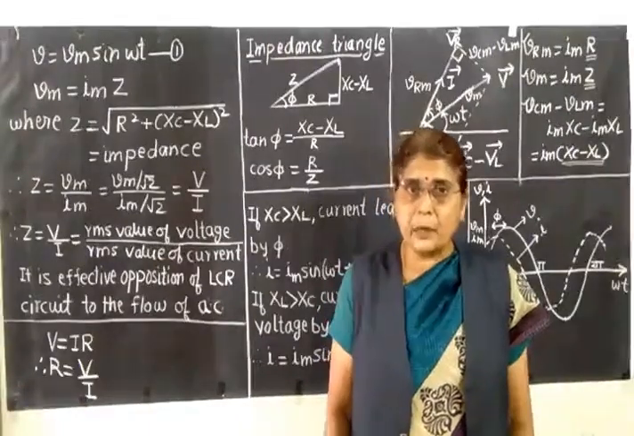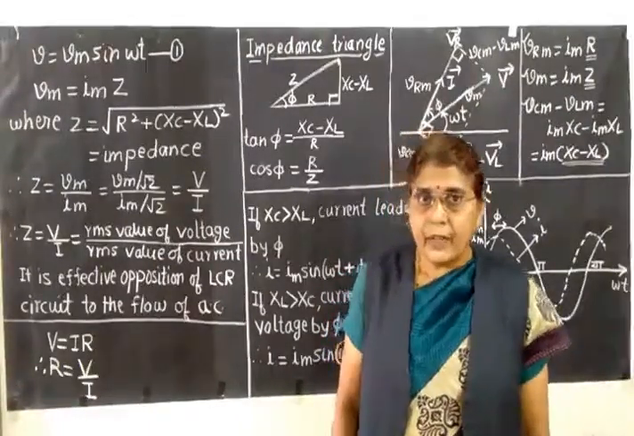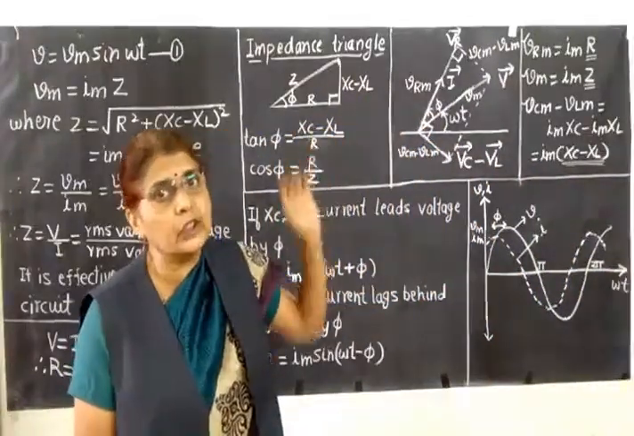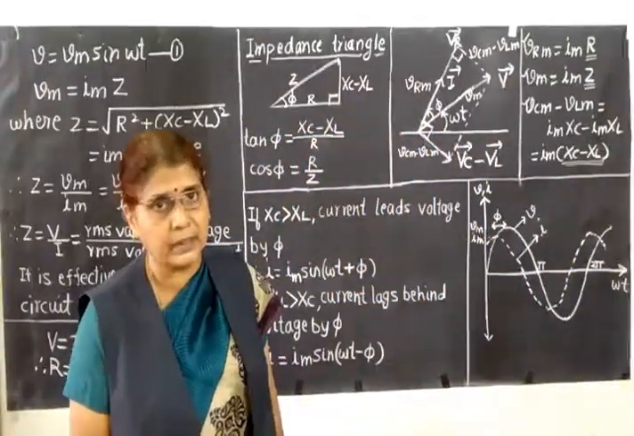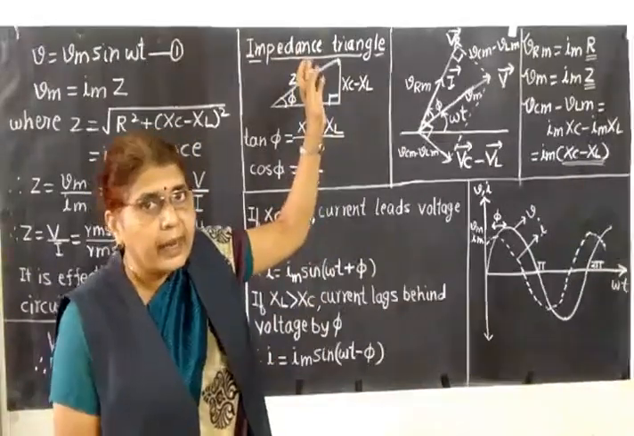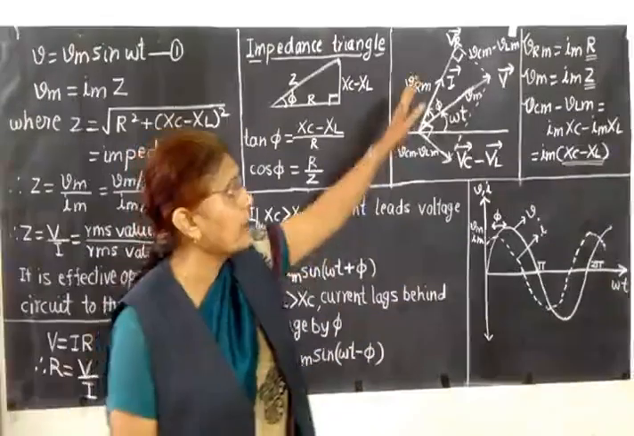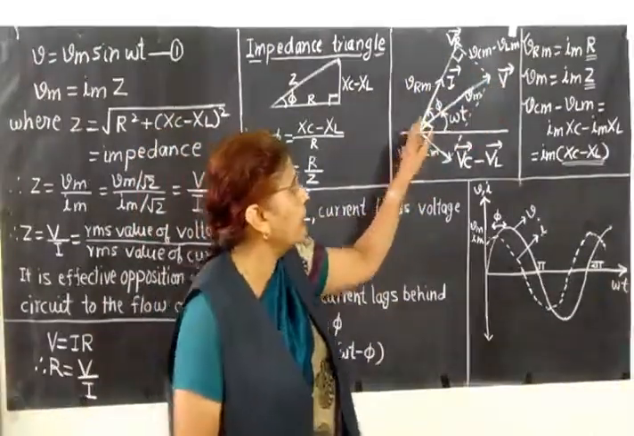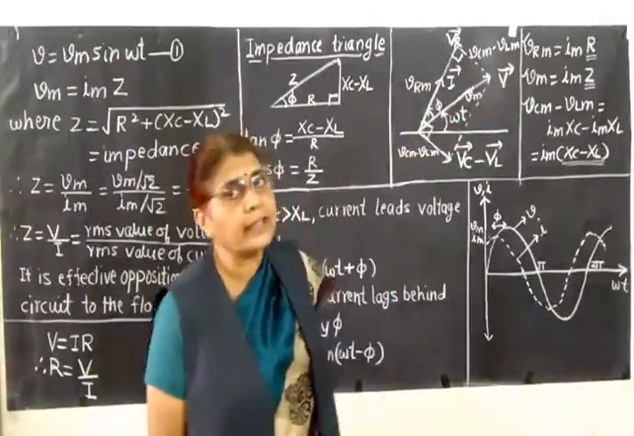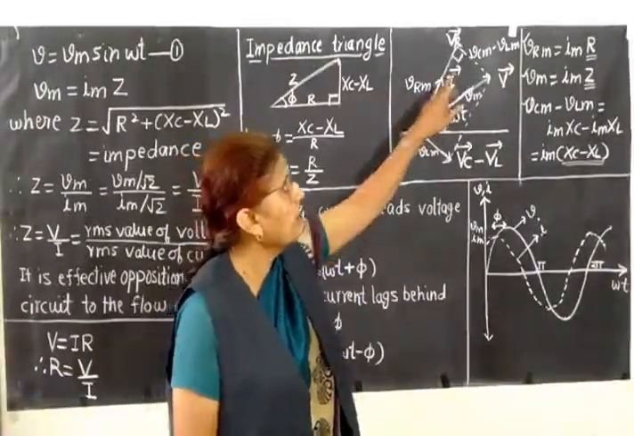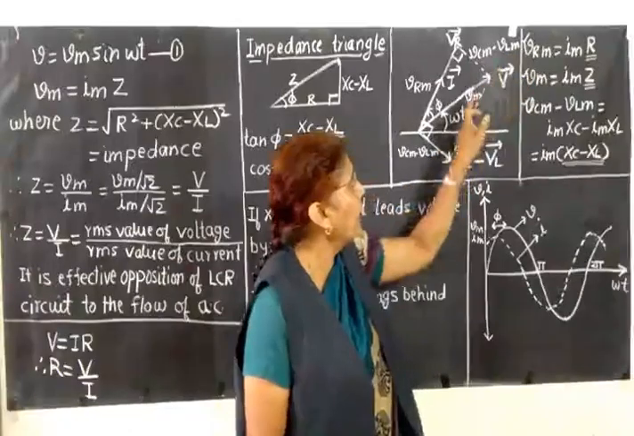Now if there is a problem on the LCR circuit, we need the impedance triangle. So let us draw the impedance triangle. It is useful for solving the problems. This impedance triangle can be drawn from the phasor diagram itself. So let us observe the phasor diagram once again. We have this right angle triangle. What are the sides of the triangle? Sides of the triangle are VRM, VCM minus VLM and VM.